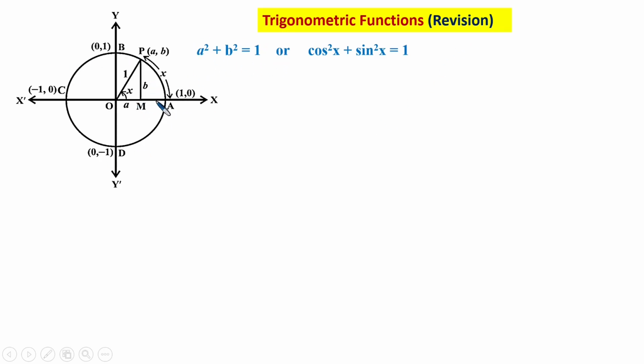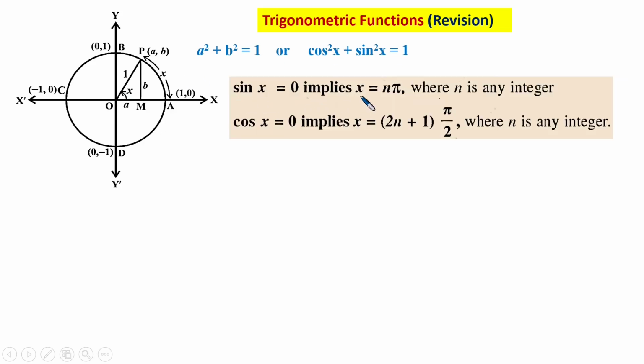Now let us do some more revision. Here we have shown the equation of a circle, x square plus y square equal to 1, since this is a unit circle. So I can write cos square x plus sin square x is equal to 1. Now sin x equal to 0 implies that x is equal to n pi. Suppose x goes to 180, this is 1 pi, the projection of this point on the y-axis is 0. Similarly, when it completes 2 pi, the projection on the y-axis is 0. So again 3 pi, 4 pi, so n pi where n is an integer.